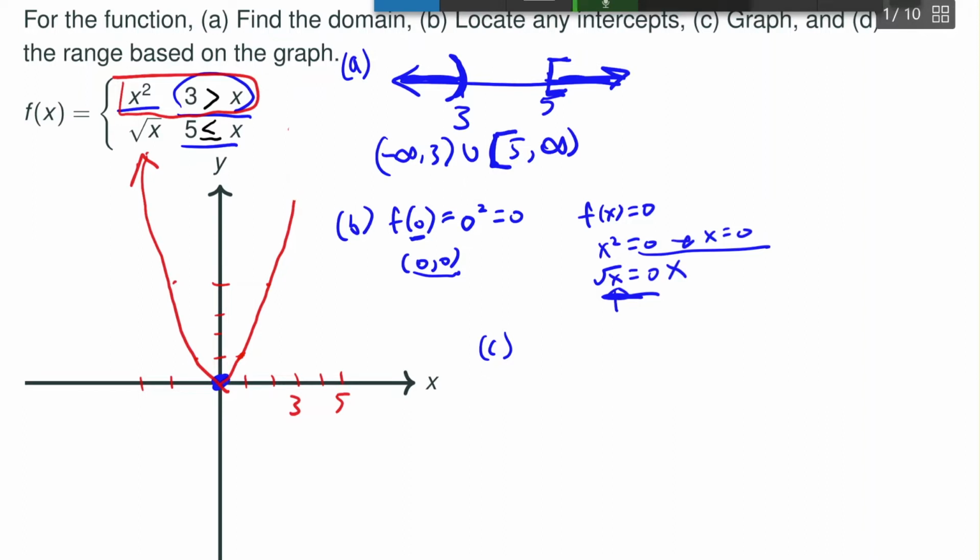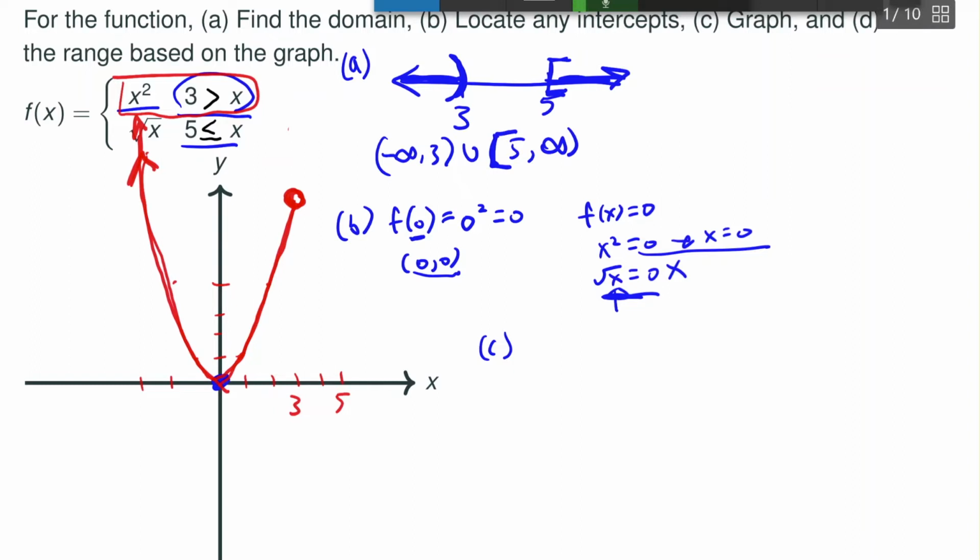And at 3, it should have open circle. Again, this arrow means it goes off forever. But on the right side, it stops right here with open circle because at 3 this function is not defined. So this graph right here, stop it here with open circle because it's strictly less than 3.